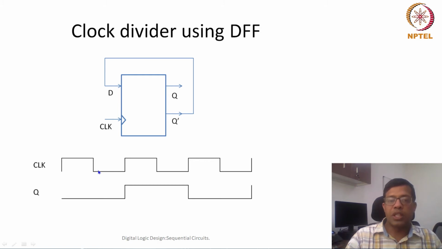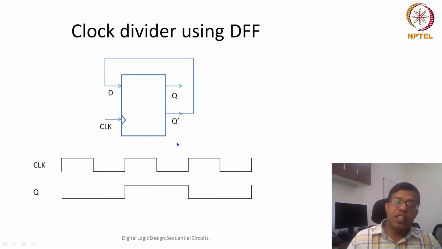So whatever is the duty cycle of the initial clock, it does not matter, but the duty cycle of Q is always going to be 50%, because it is low for 1 clock period and again high for 1 clock period. So the duty cycle is independent of the previous clock and is always 50% in this case.